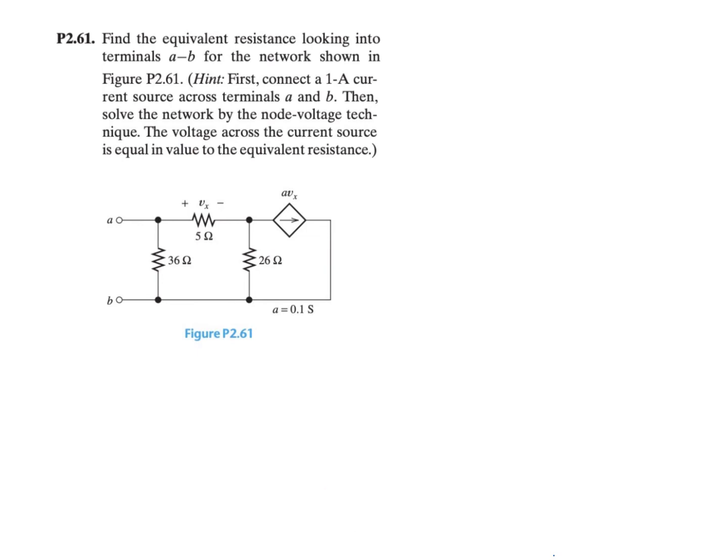Question P2.61. Find the equivalent resistance looking into the terminals A to B for the network shown in figure P2.61. Well, for this question, we are asked to find equivalent resistance. And for this circuit, from our previous experience, if we want to find equivalent resistance, we need to do circuit simplification. And we need to combine the resistors to get a simplified circuit.